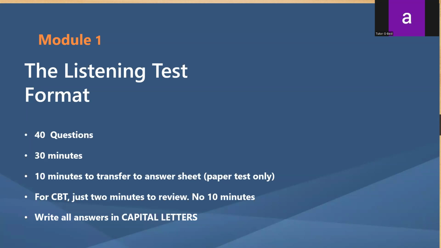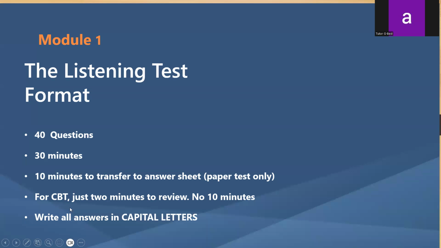What does this mean? It means initially you'll be writing your answers in the question paper. So for the first 30 minutes here, write your answers in the question paper. After these 30 minutes, then I give you 10 minutes to transfer your answer to an answer sheet. But this is applicable to only the paper-based test.